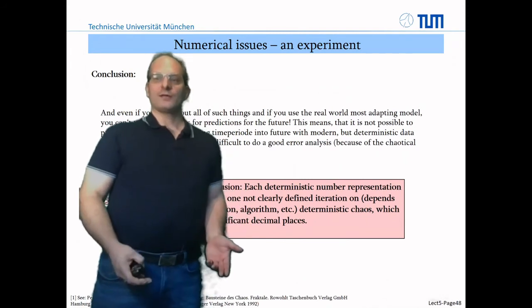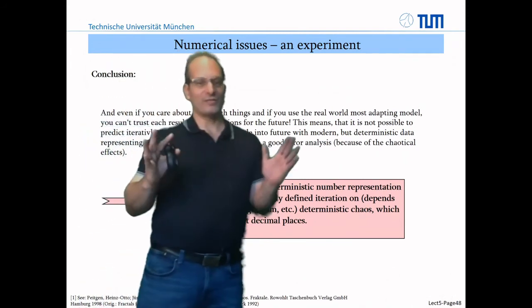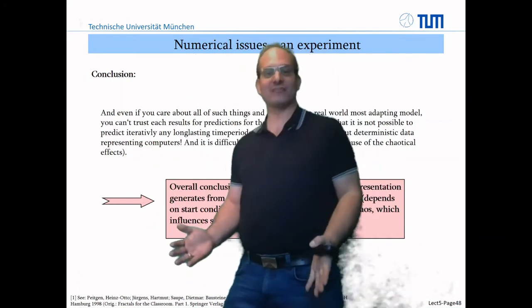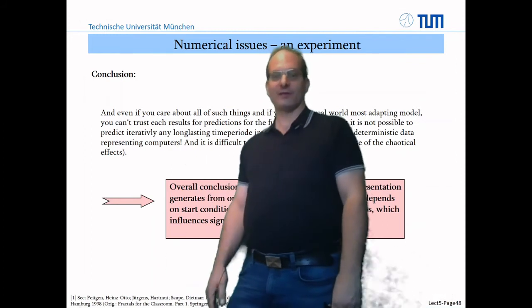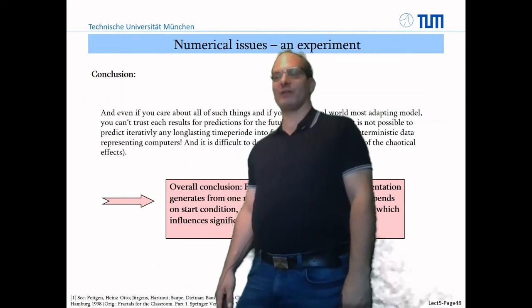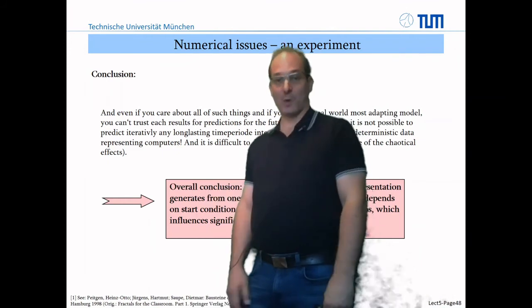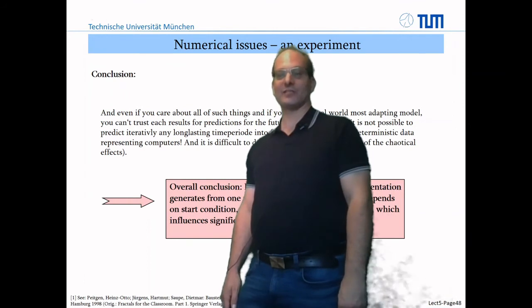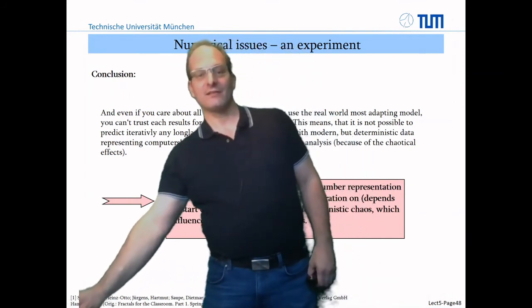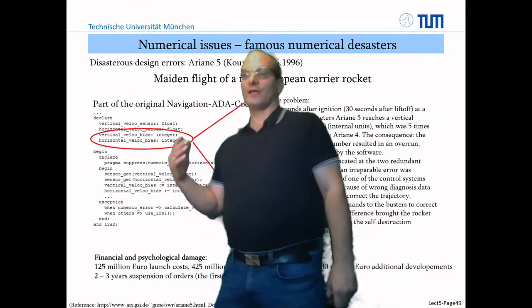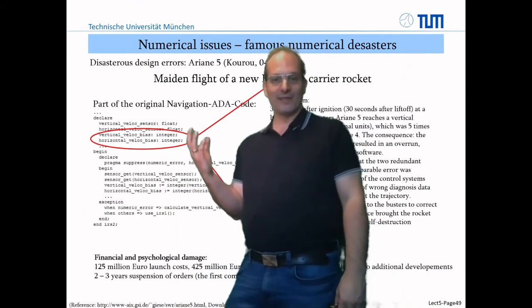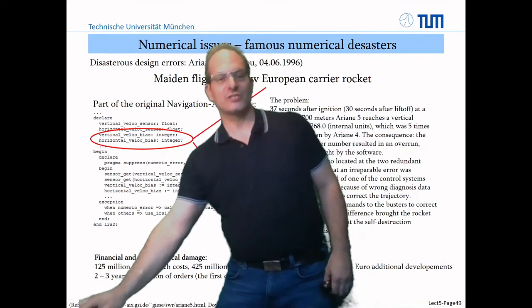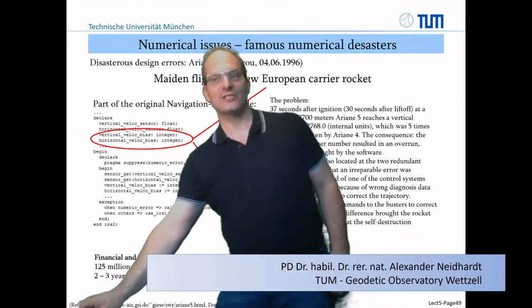So the overall conclusion is, think about what you're doing. Not all results are really trustable, just because of maybe errors coming from numerical effects. The deterministic case is just one sample of that. There are more situations than these, and therefore every programmer has to deal with it. And there are really famous samples which show you such situations.